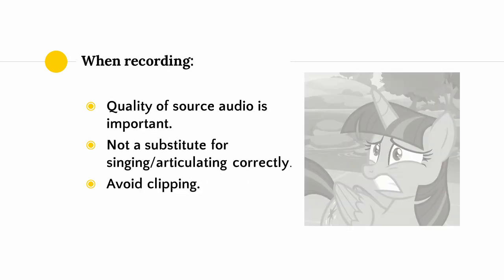When recording audio, one thing I've noticed is that the quality of the source audio is actually important for getting proper generations. Unfortunately, TalkNet is not really a substitute for singing or articulating words correctly. Any kind of screw-ups or noises you make in your recording have a good chance of introducing similar screw-ups into generated audio. Another thing that you want to do is avoid clipping.